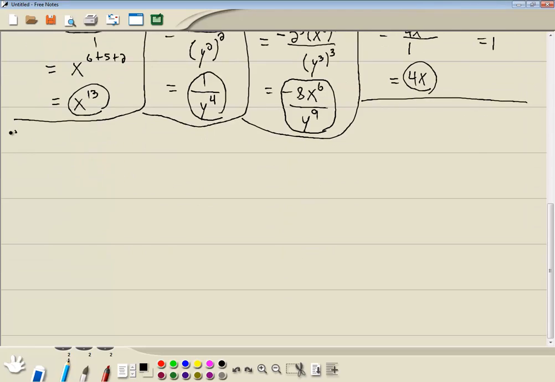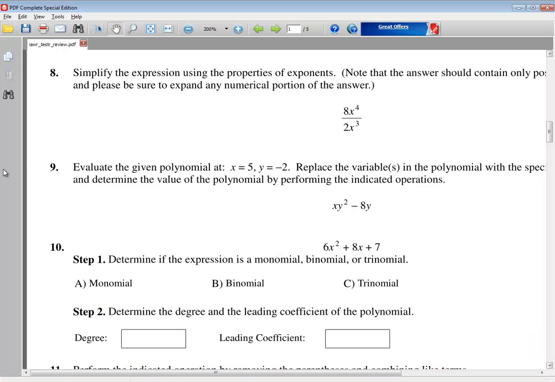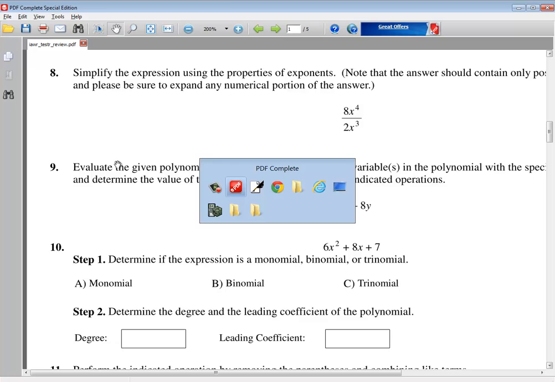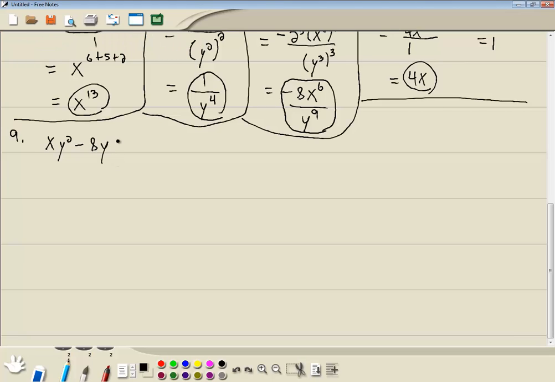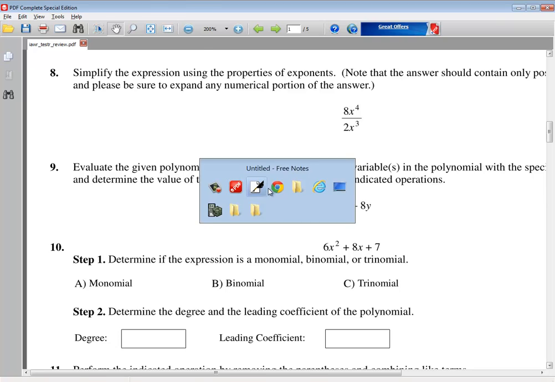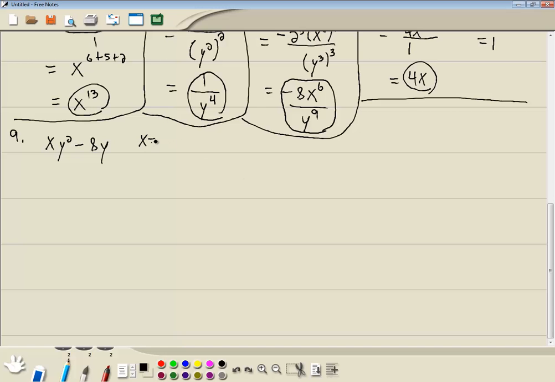Okay. Let's see, number 9. We got x y squared minus 8y. And they're wanting us to plug in x equals 5 and y is equal to negative 2.